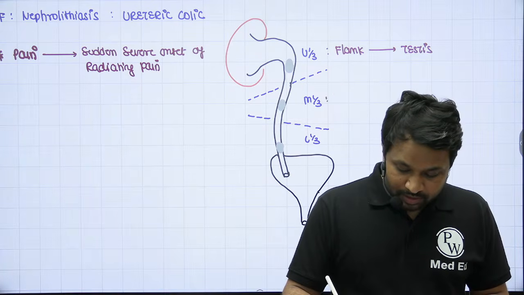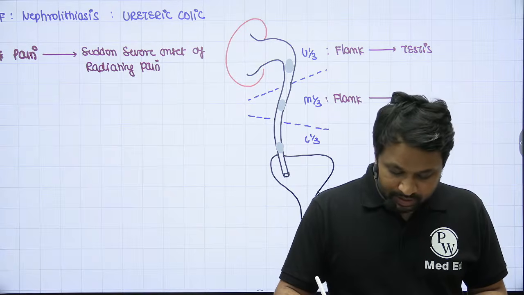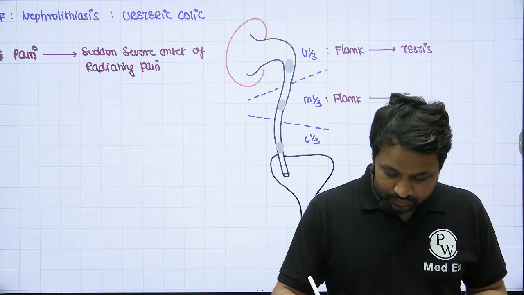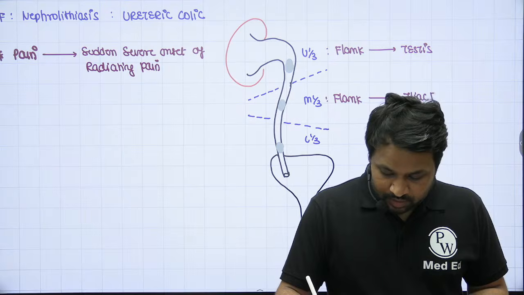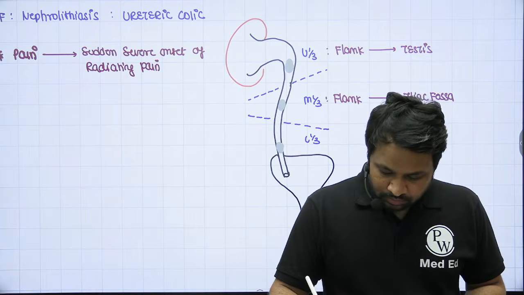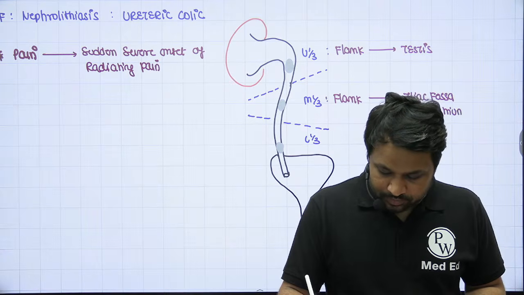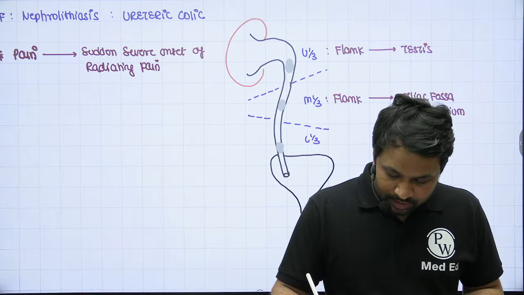If it is the middle 1/3, the pain will originate in the flank, but this time it will radiate to the iliac fossa, hypogastrium, as well as the groin.